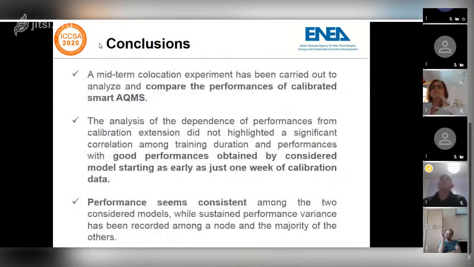And in conclusion, we have performed a mid-term validation experiment in which we have compared the air quality multi-sensor devices' performances. In particular, we have observed that for an optimal calibration, in this case, enlarging the training set does not achieve significant improvement in the calibration performances, and in particular, collocating several devices, we can see that the performances of the devices are consistent.